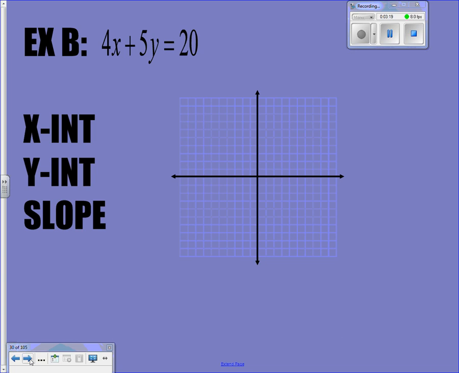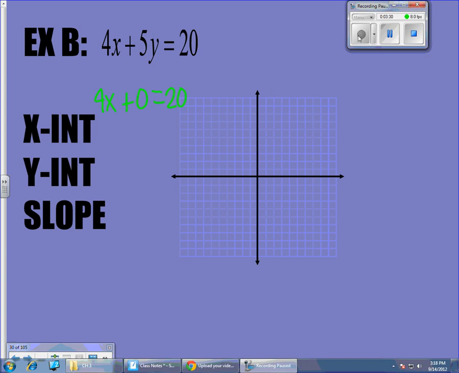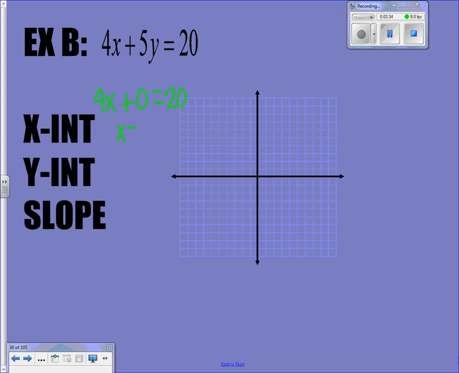So we're going to go ahead and fill our table in the same way. For the x-intercept, I'm going to let y equal 0. So I'm going to say 4x plus 0 equals 20. So when I solve for x, I would divide each side by 4. So I would get x to equal 5. Again, hopefully you realize that that would make sense for the ordered pair to be 5, 0. 4 times 5 plus 0 is 20. So 1, 2, 3, 4, 5, 0.